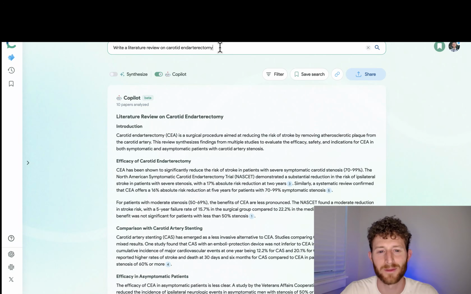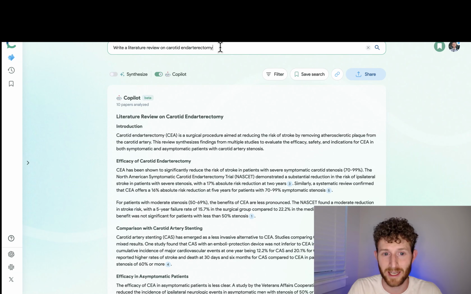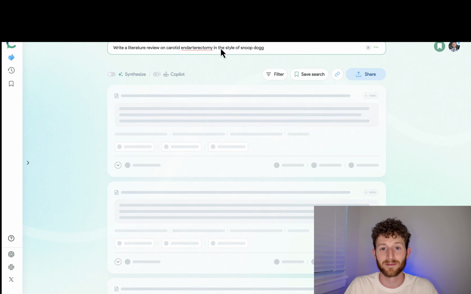Now, sometimes research is just really hard to read. It gets boring, it's all very formal. So say you need to shake things up to help you really commit something to memory. You could do this same search, but then say, in the style of Snoop Dogg.